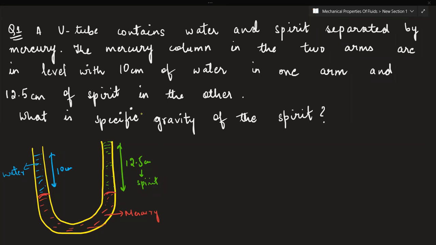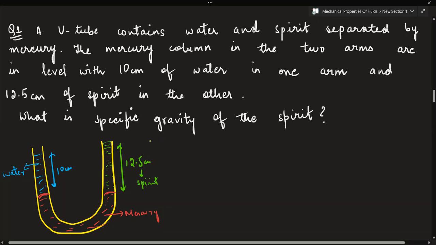Yes, did you get the answer for this? Specific gravity, relative density? Yes, relative density. See, the pressure at this point, let's say PW, pressure exhibited by the water column, and the pressure exhibited by the mercury, both are at the same level. So the pressure would be equal. So the pressure exhibited by the water column and the pressure exhibited by the spirit would be equal.